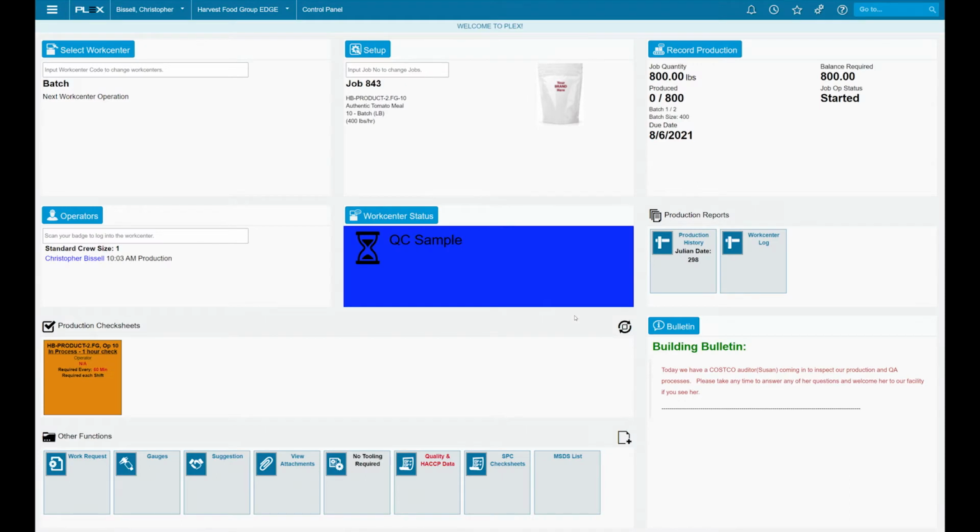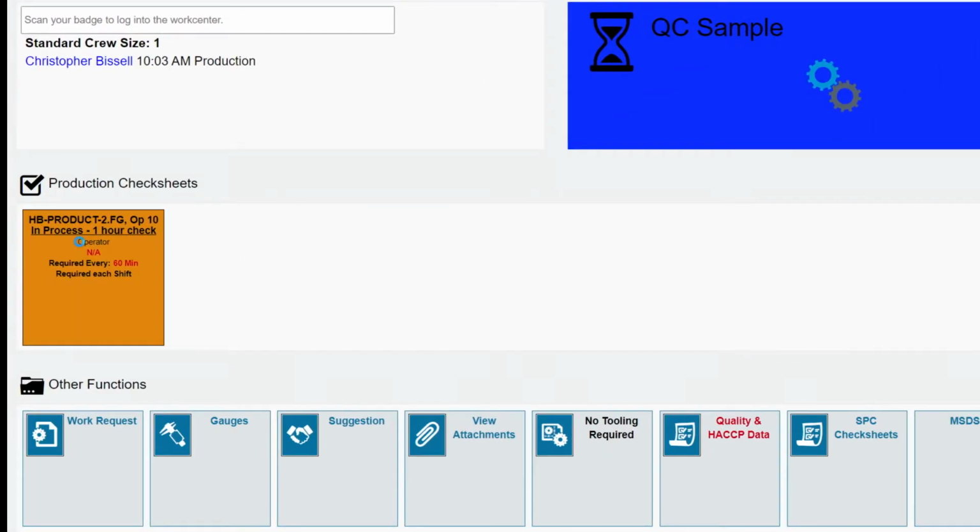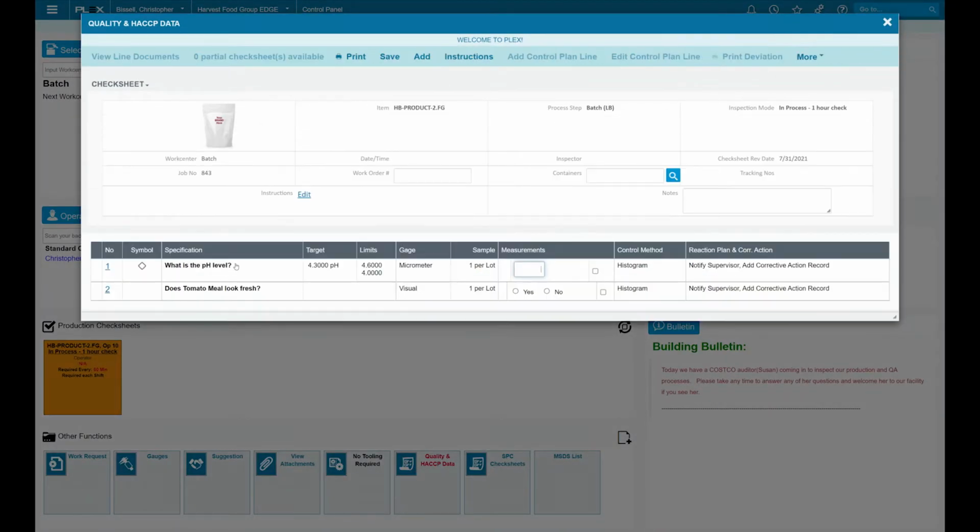Looking at our operator interface here, the control panel, this is where it identifies the specific machine the operator is using, the job they're currently running, and the associated quality checks that need to be completed. You can see here that we have a 1 hour in-process quality check that needs to be done, where we're going to be looking for things like pH level and various weight measurements.